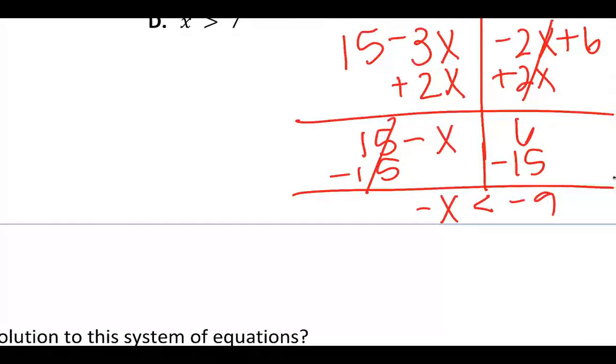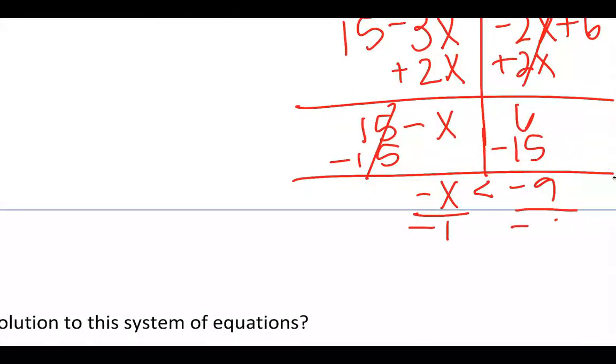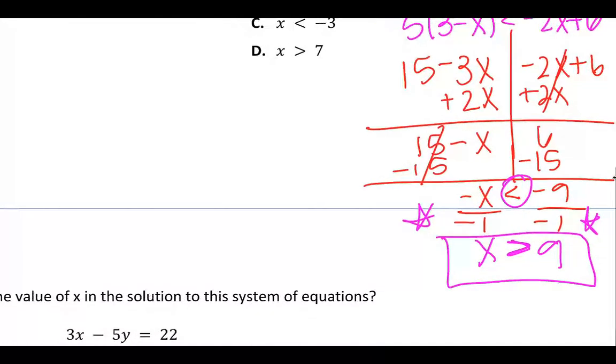I've got negative x, and I still have less than negative 9. Divide by negative. Hey, this is a divide or multiply by a negative. I have to switch the sign. So now it's x, and negative divided by negative is a positive. X is greater than 9.